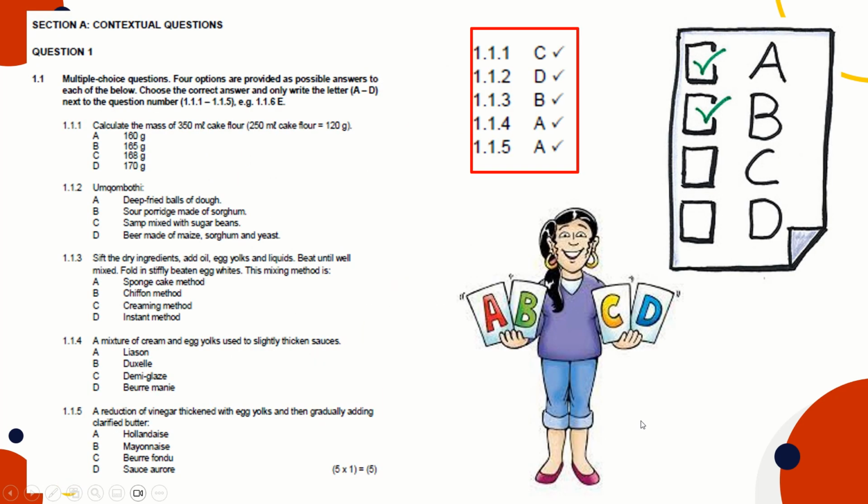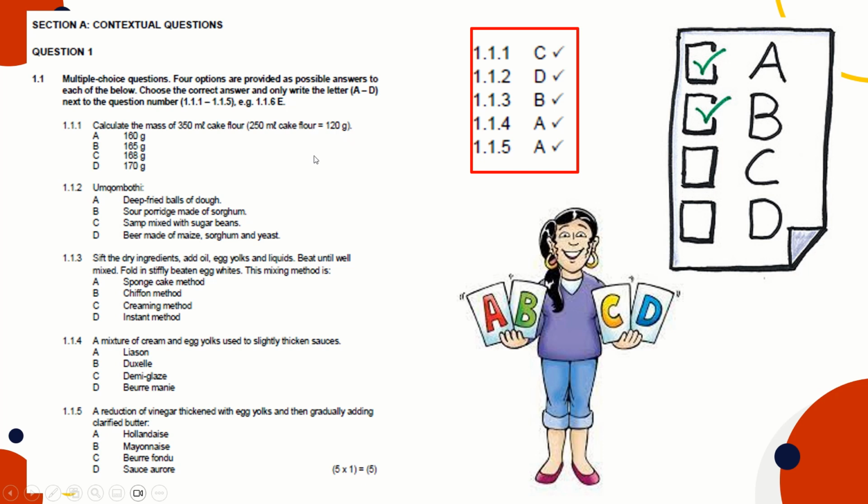Let's start looking at last year's June exam, and we're going to start off with section A, that is the contextual questions. The first question will be a multiple choice question where 4 options are given after the question has been asked. For example, 1.1.1, here you need to calculate the mass of 350 mils cake flour, and then they've also given you the ratio between 250 mils cake flour that equals 120 grams.